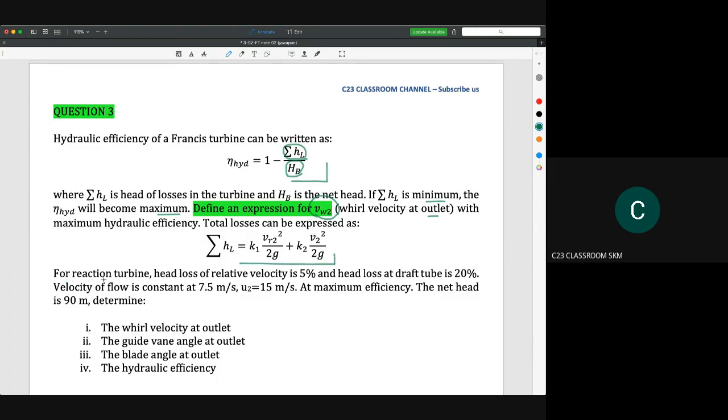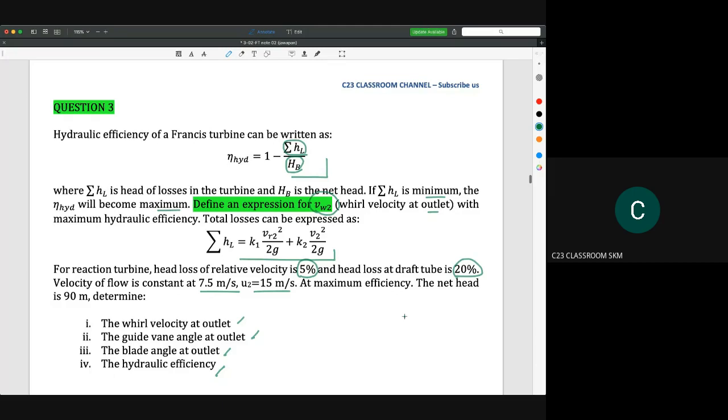So for the reaction turbine, the head loss of relative velocity is 5% and the head loss at the draft tube is 20%. The velocity of flow is constant, which is 7.5 meters per second. U2 is 15 meters per second. At maximum efficiency, the net head is 90 meters. That means we need the whirl velocity at outlet, the guide vane angle at outlet, the blade angle at outlet, and the hydraulic efficiency.